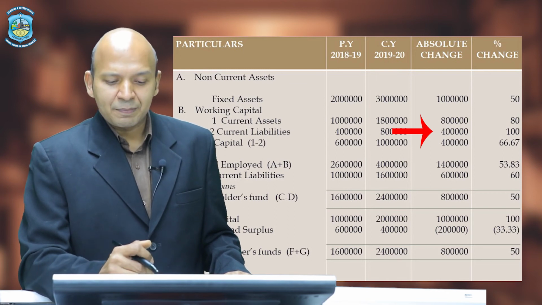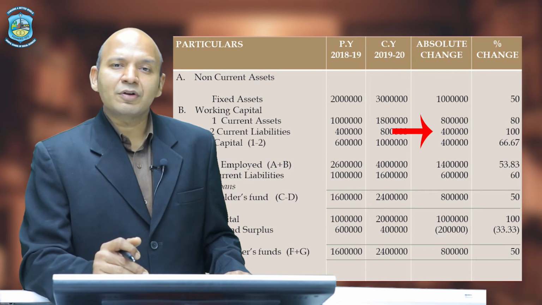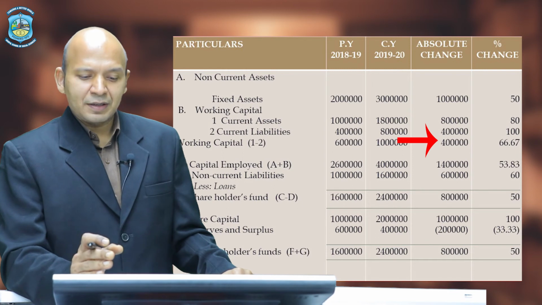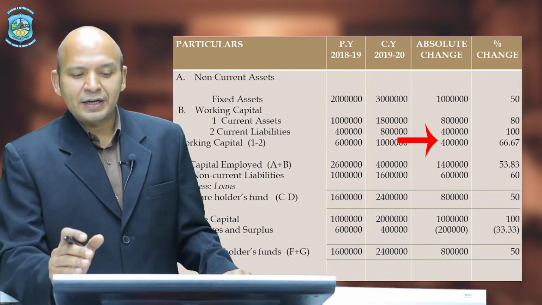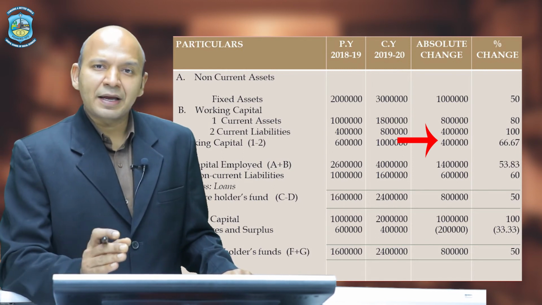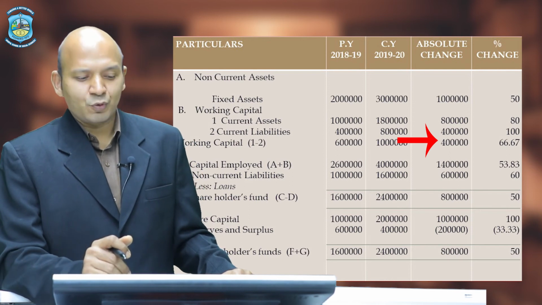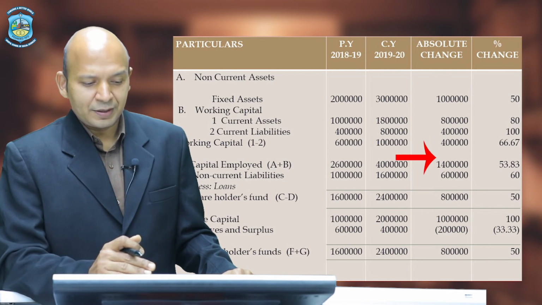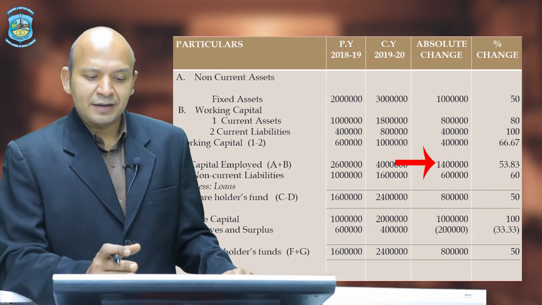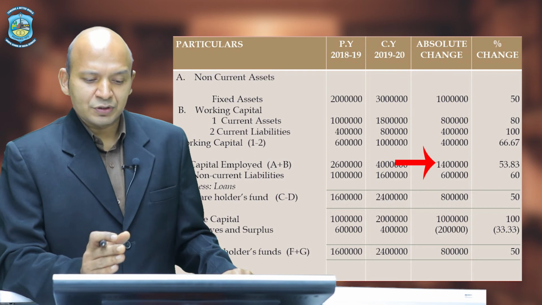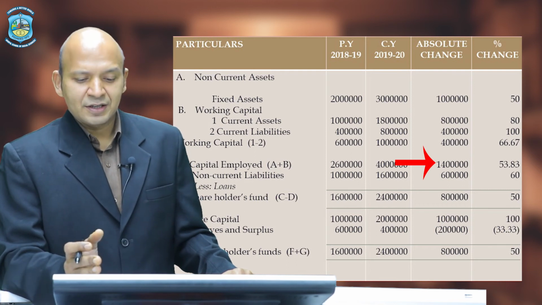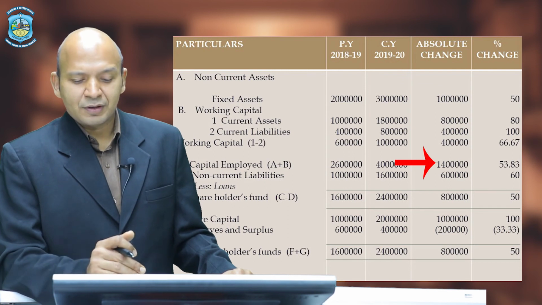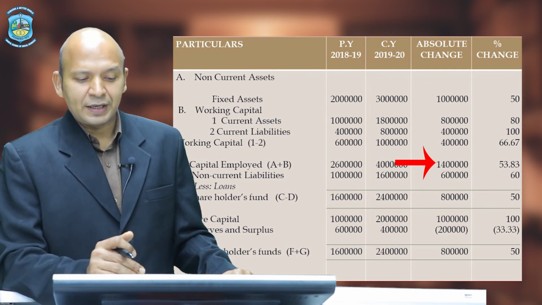And for working capital, previous year the amount of working capital was 6 lakhs, current year the amount of working capital is 10 lakhs. So if we have to calculate absolute change, 10 lakhs minus 6 lakhs, the difference amount is 4 lakhs. Same way we will be calculating it for capital employed. Capital employed for the current year is 40 lakhs and for the previous year it is 26 lakhs. So 40 lakhs minus 26 lakhs, absolute change for this particular item will be 14 lakhs.